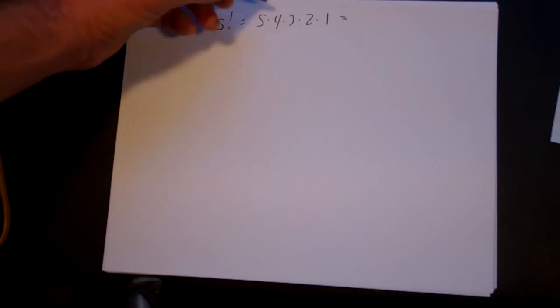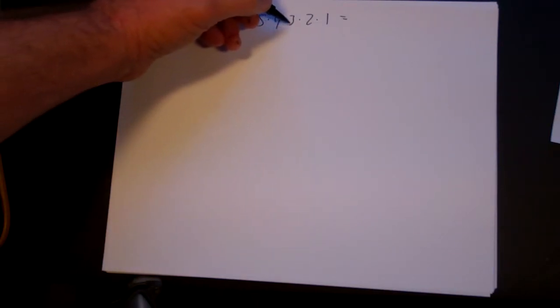So 5 factorial, easy enough. 5 factorial means 5 times 4 times 3 times 2 times 1. That's 20 times 3 is 60, 120, and you're done.